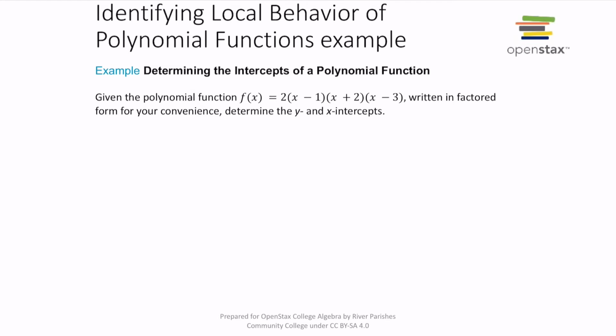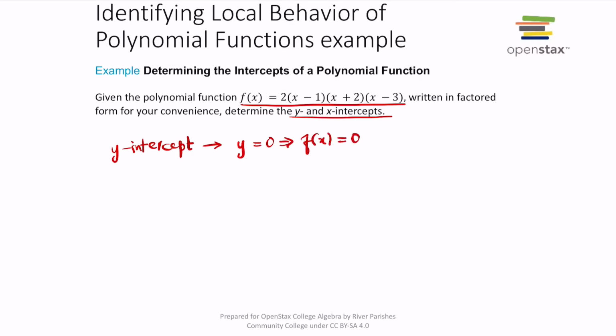Now, how to identify this based on the function that is given here? They have given us a function f of x equal to 2 times x minus 1 times x plus 2 times x minus 3. First, they've asked us to find the y and x intercepts. To find the y-intercept, put x equal to 0. To find the x-intercept, put y equal to 0, which is basically f of x equal to 0.